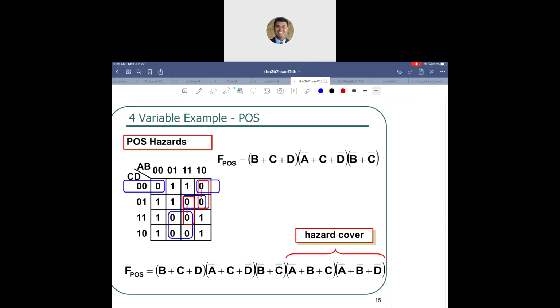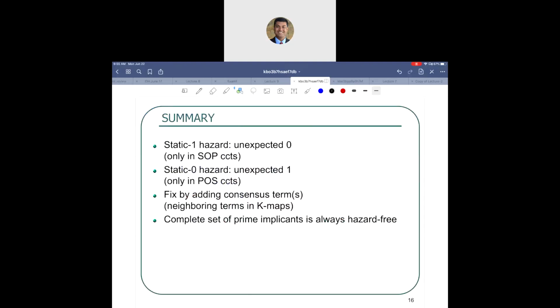All right, so let's see. This is a summary slide for our discussion today, which was static 1 hazard. That's when we get an unexpected 0 or accidental 0. And it is only in the sum of product circuits, which we were calling SOP forms. Static 0 hazard, we looked at the detection and elimination of a static 0 hazard as well, where we get an unexpected 1 or an accidental 1. This is for the product of sum forms. And we fix the hazards by adding the consensus terms, which is essentially grouping the redundant prime implicants.